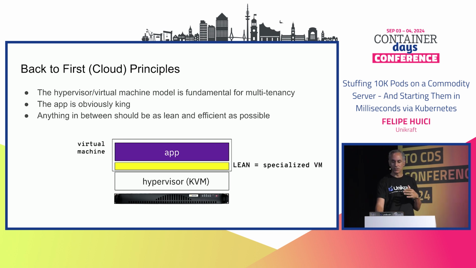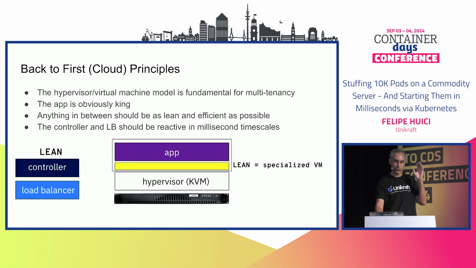So we'd like to somehow be able to build such a lean specialized virtual machine, and a technical term for that is a unikernel, and I'll describe that in a little bit, right? And of course, you'd also need lean controllers and load balancers. I won't have time to talk about that part.